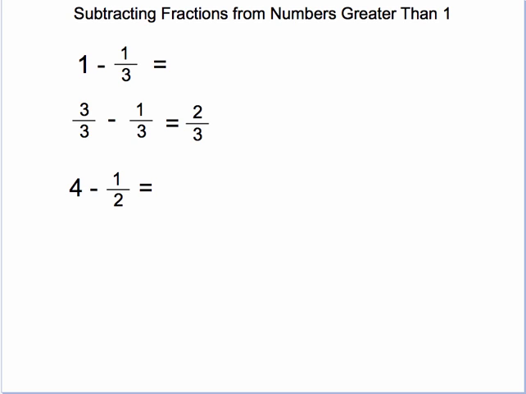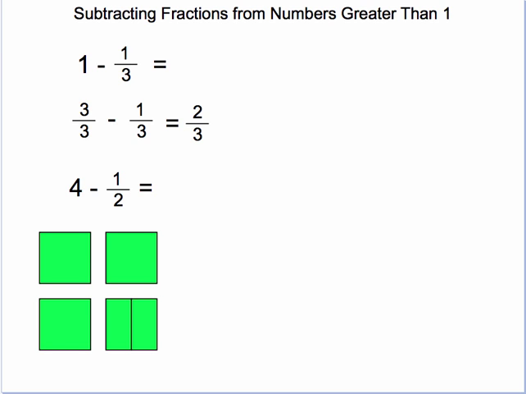Here's our next problem, 4 minus 1/2. And let's look at a visual. What does this look like visually? So I'm going to draw 4 squares. If you notice, I have 1, 2, 3 that are whole, and I have 1 that I have divided into halves, so that would give me 2 halves. So I have 3 halves minus 1/2. So let's take one of these halves away. 3 and 1/2.